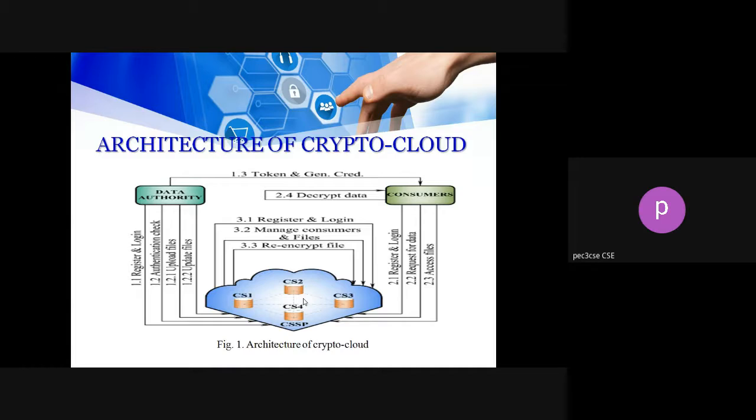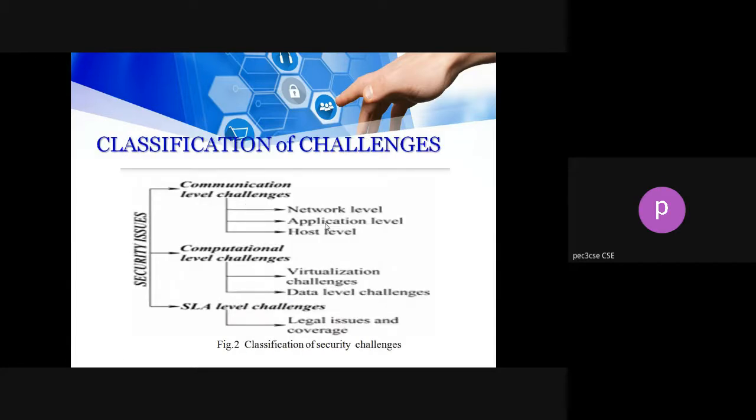So this is the overview of the crypto cloud architecture and its entities, and we are now going to see the challenges faced by these entities. There are various classifications, but mainly the challenges faced by those entities are communication level challenges, computational level challenges, and SLA level challenges. Exploring communication level challenges in depth, they always arise whenever those entities communicate and share the resources on the cloud.